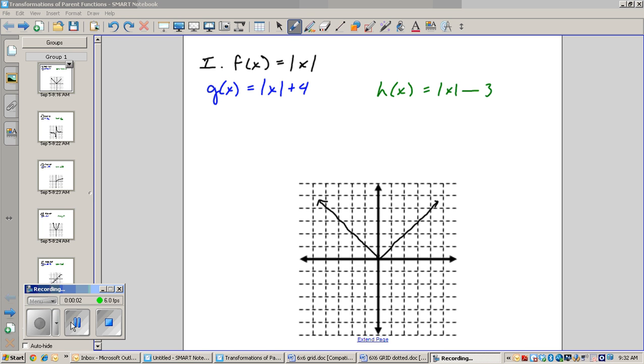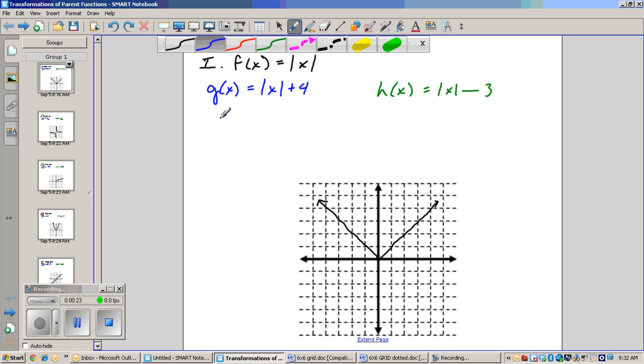So, in these 5 examples, we're going to transform 5 of the parent functions using a single transformation. We're going to begin with the absolute value function. If g of x is the absolute value of x plus 4, I can write g of x using f of x by saying g of x equals f of x plus 4.